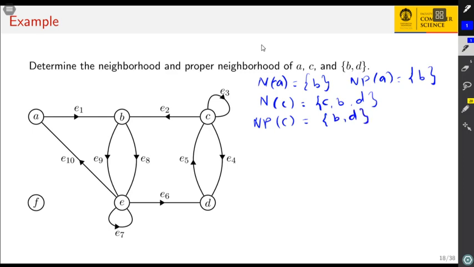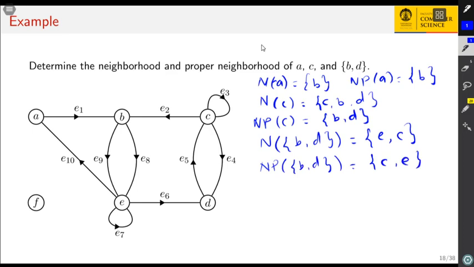And finally, the neighborhood of the set B, D. What will be the neighborhood of B? Then you have E, because you could go to E, because E is adjacent to B. And the neighborhood of D is C. And of course, the proper neighborhood of B and D also contains just C and E. So that's the definition of the proper neighborhood and neighborhood for directed graphs.